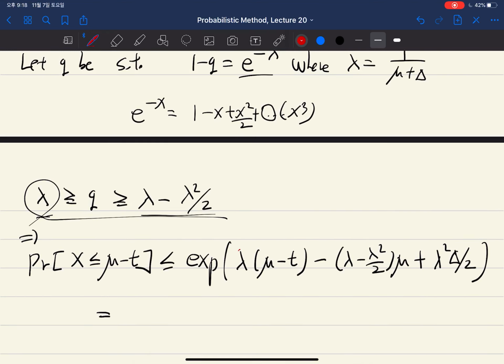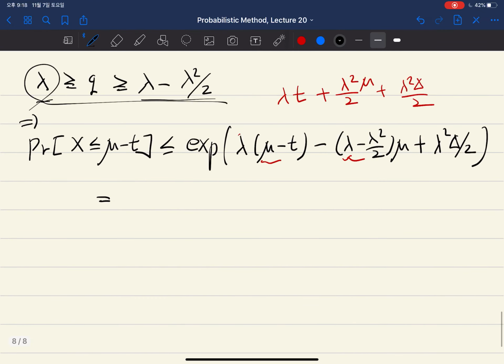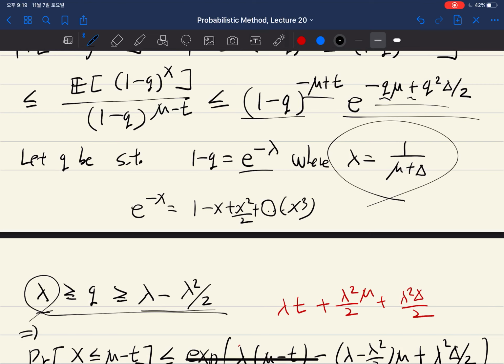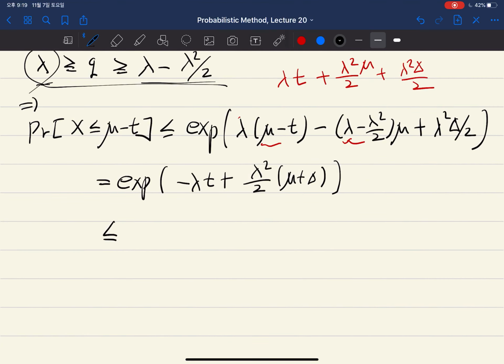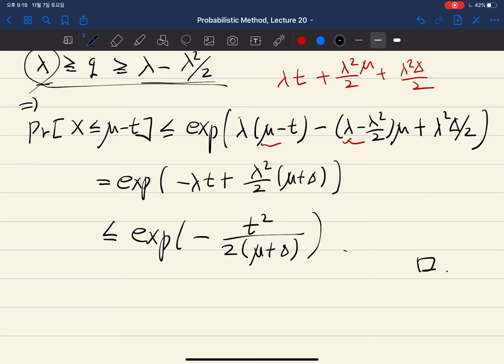So you get lambda mu, and this lambda mu cancels out. So lambda t plus lambda squared over 2 mu plus lambda squared delta over 2. So you get exponential of minus lambda t plus lambda squared over 2 times mu plus delta. But what was the choice of lambda? It is this, so you just plug that in. Then this is the desired bound. So this proves this inequality on the lower tail.